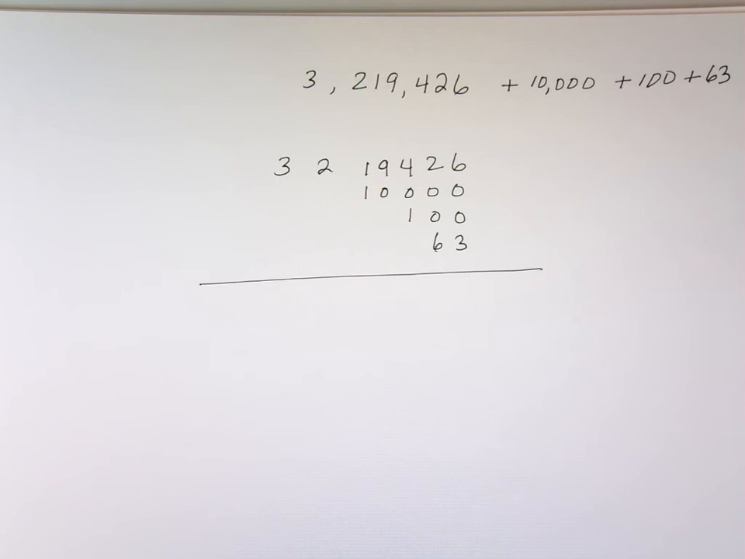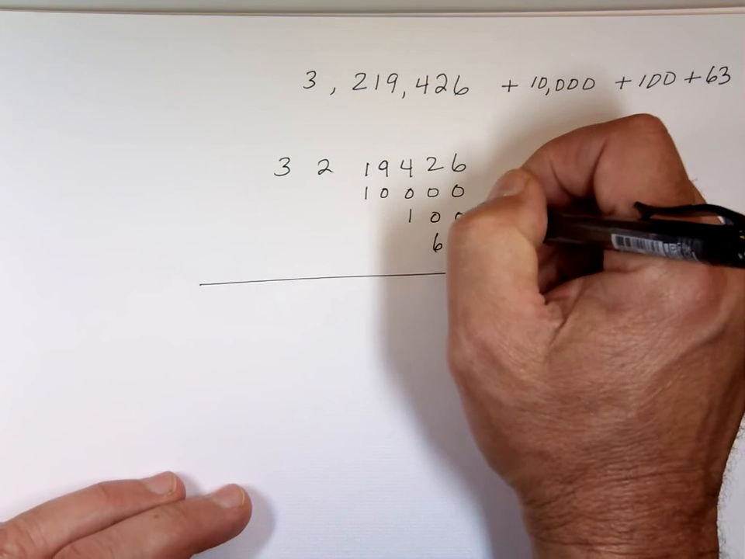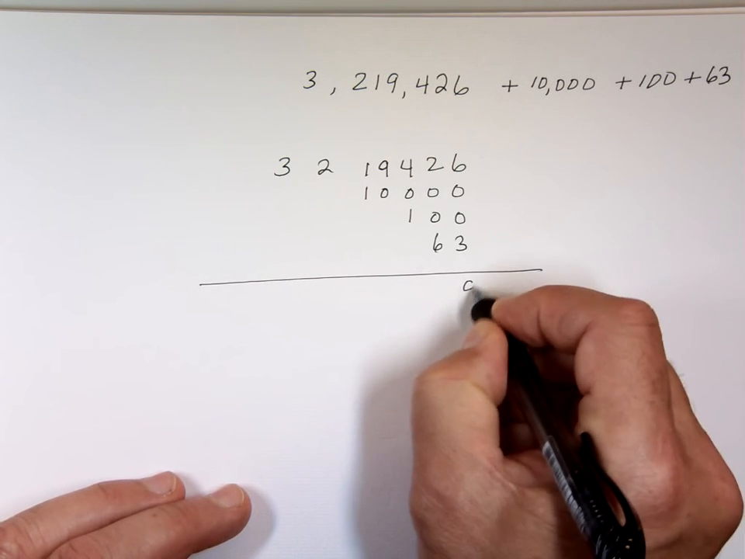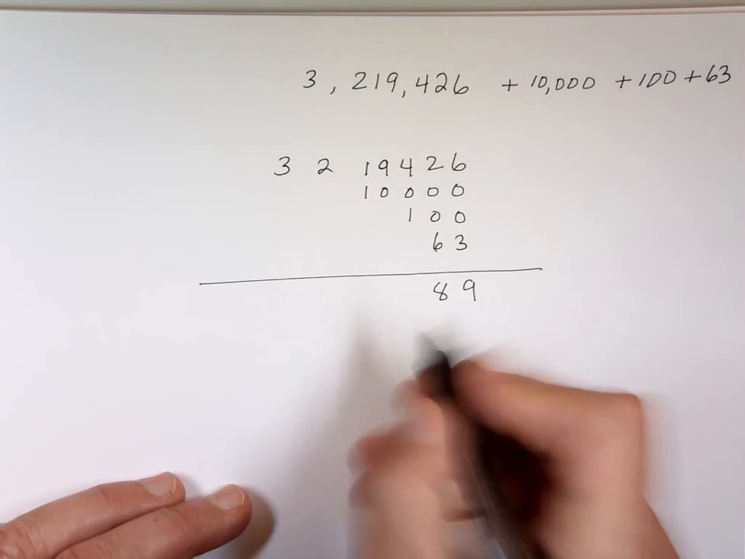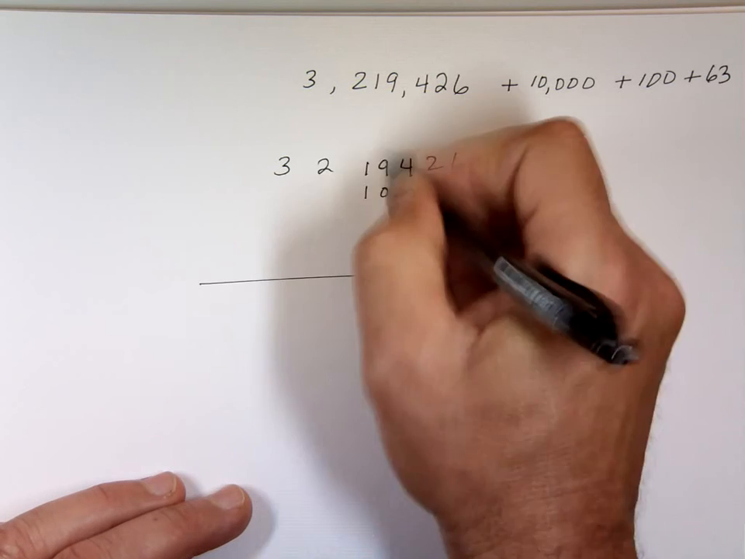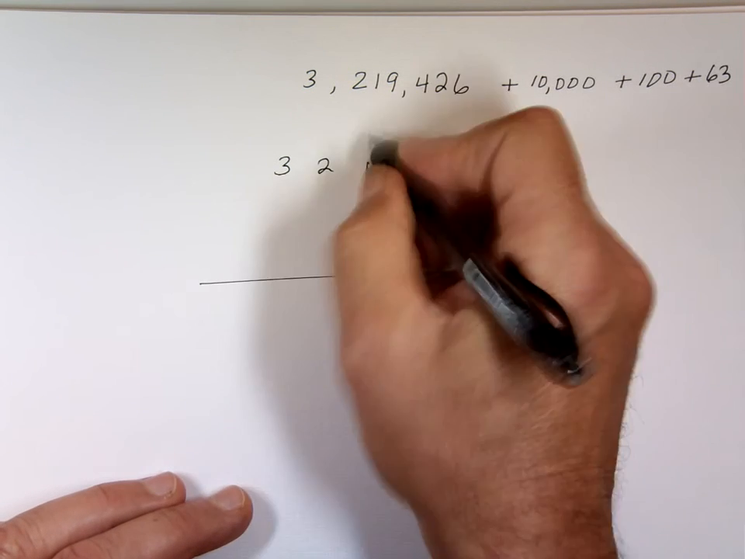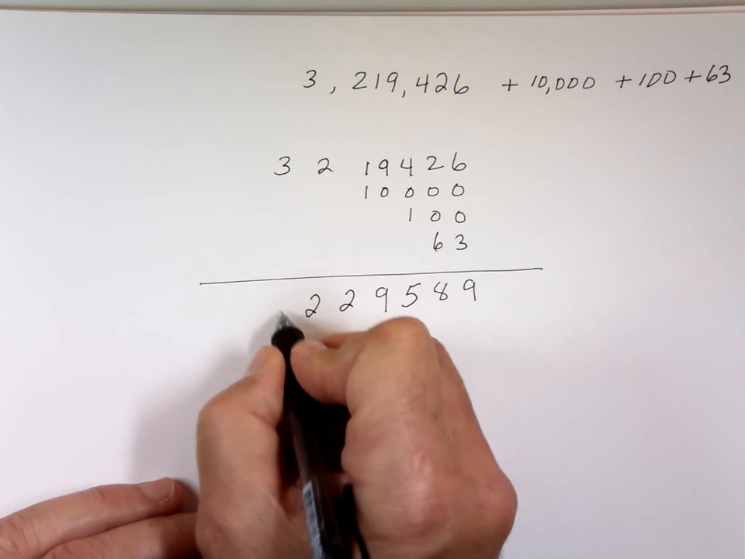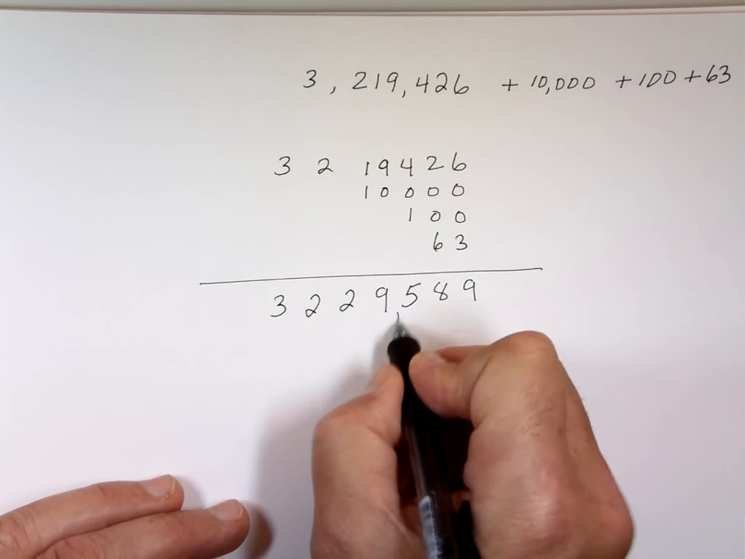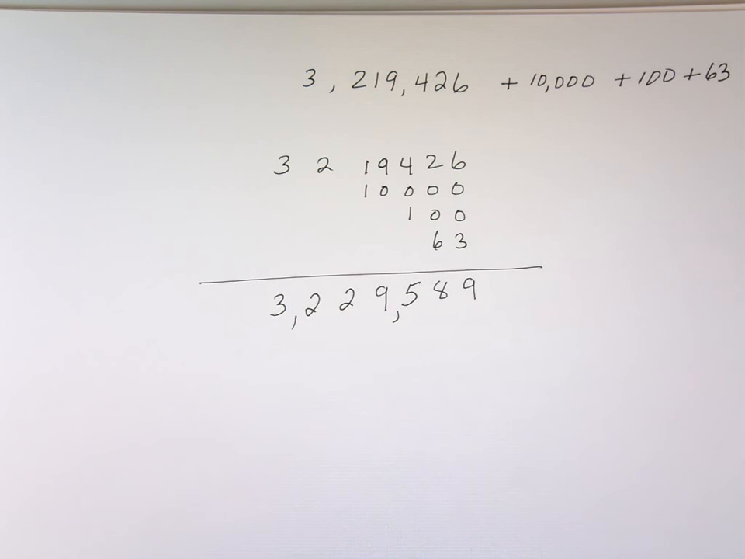The process doesn't change. What is 6 plus 0 plus 0 plus 3? 9. What's 2 and 6? 8. What's 4 and 1? 5. What's 9 and nothing? 9. What's 1 and 1? 2. And nothing, 3. And nothing, 3. The new balance now, they'll go, we raised $3,229,589.